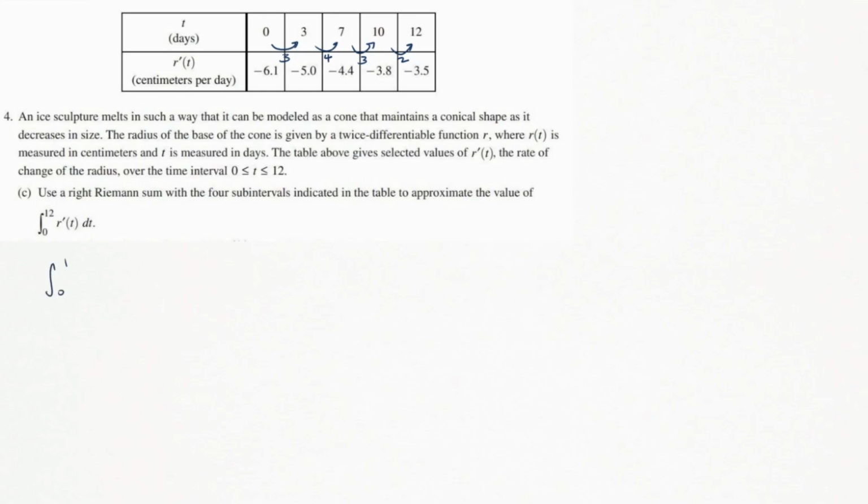So the integral from 0 to 12 of r prime of t dt can be estimated by, since we're doing the right Riemann sum, starting with r prime of 3. So 3 times negative 5.0, plus 4 times negative 4.4, plus 3 times negative 3.8, plus 2 times negative 3.5.